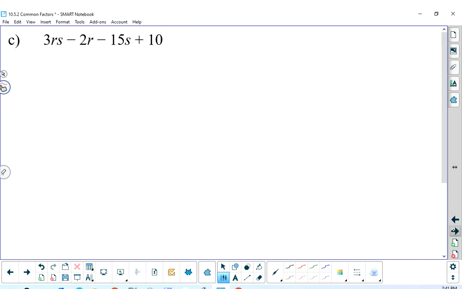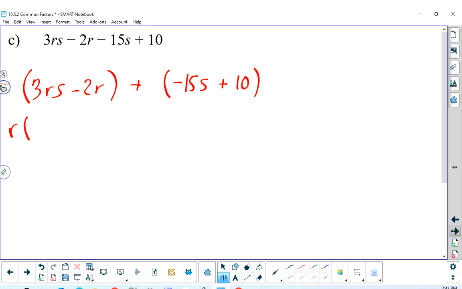Let's try a couple more. Group them into 2 pairs. Make sure you have plus in between, which means that minus 15, that negative goes with the 15s. I can factor an r out of this and be left with 3s minus 2. I want to pause for a second here. This is what I was just talking about. The purpose is to factor. I don't need to write greatest common factor as r. I can see there's an r in each, so I factor them out.